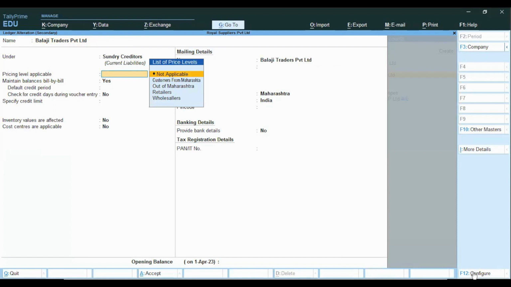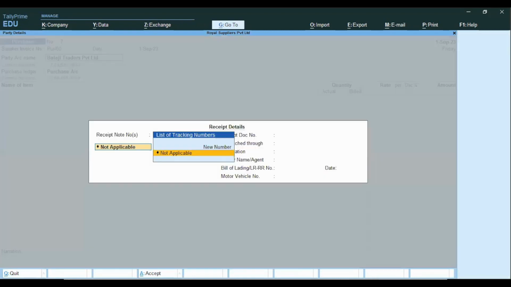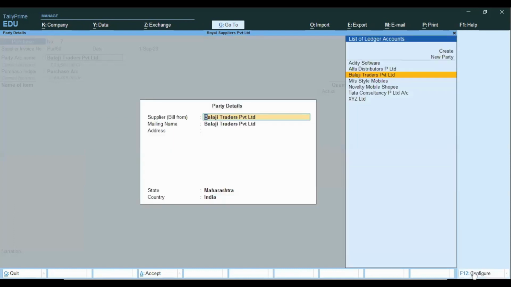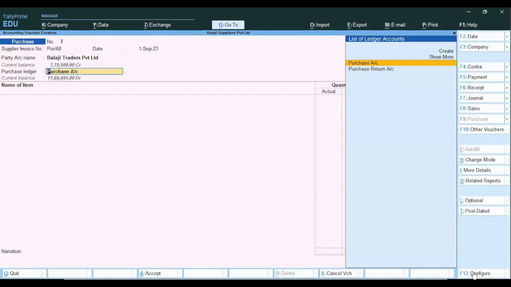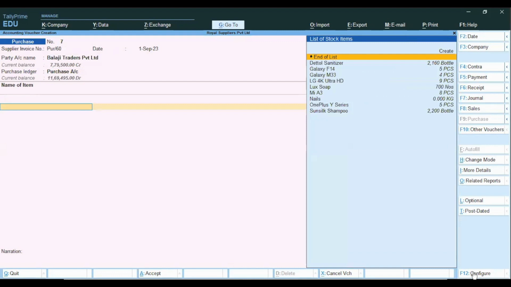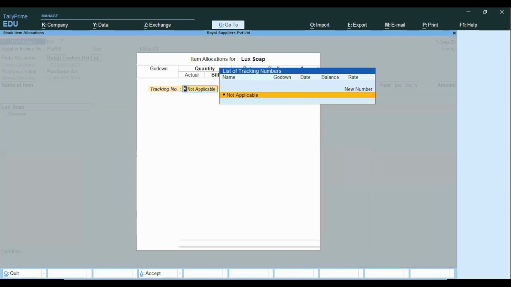Yes, and what type of customer is this? Suppose this is a wholesaler. He purchases in bulk and sells in bulk. So wholesaler, Ctrl A as it is. Okay. So we are purchasing from Balaji Traders. We are purchasing Lux soap. Suppose, sorry, we are selling.